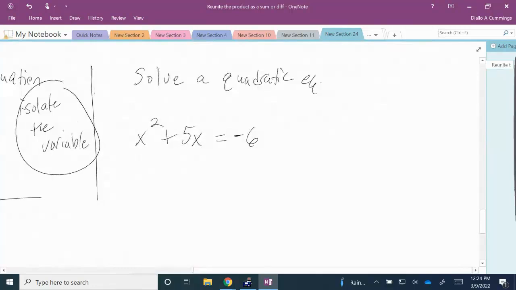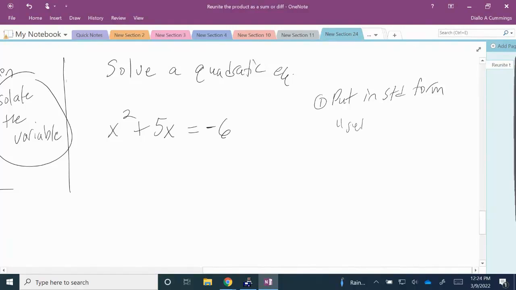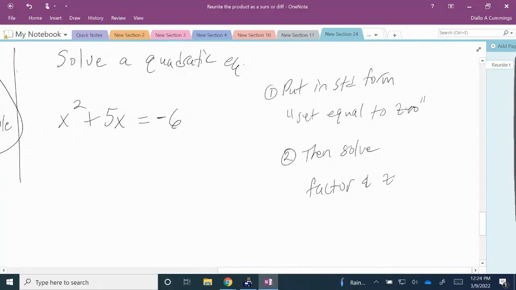Here is a quadratic method. In order to solve a quadratic equation, you must first put the equation in standard form. Standard form just means that you have to set it equal to 0. So set equal to 0. And then you want to solve. So remember, when you're solving quadratic equations, there were a couple of different methods. You could factor and use the zero factor property.